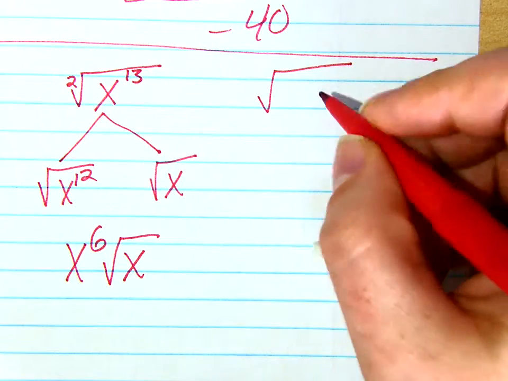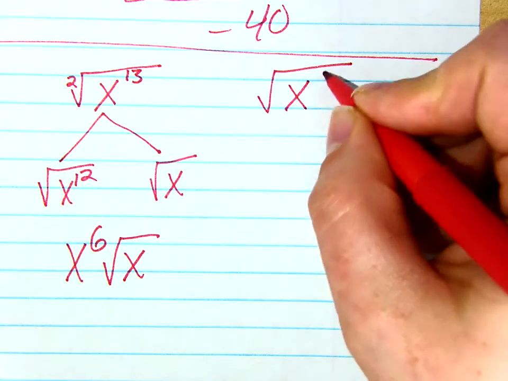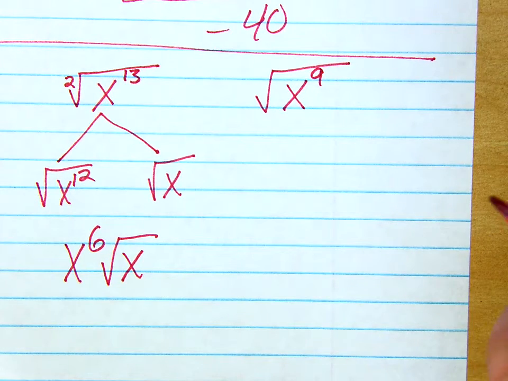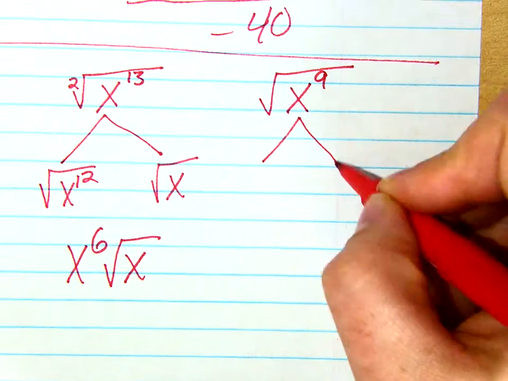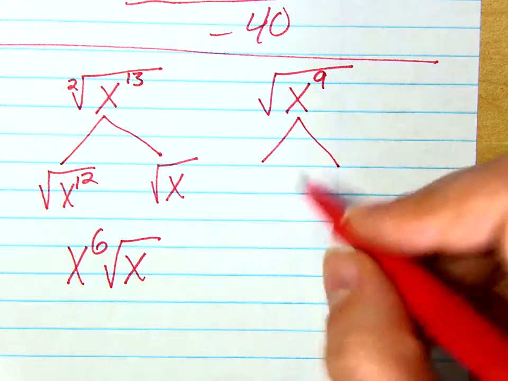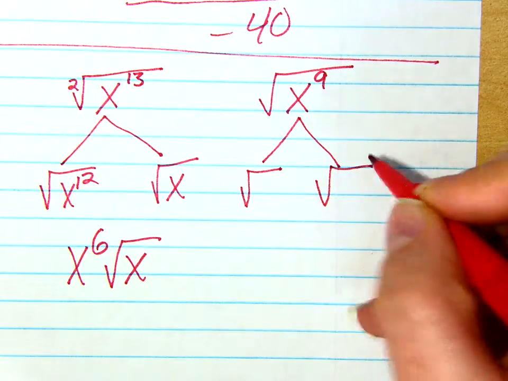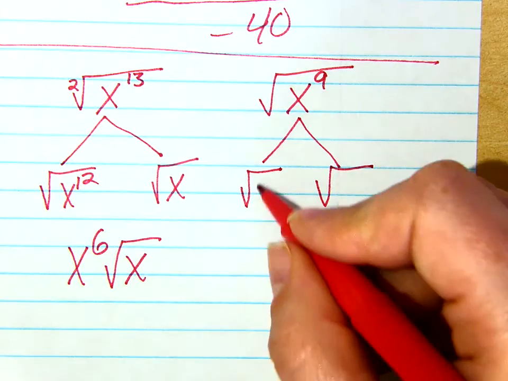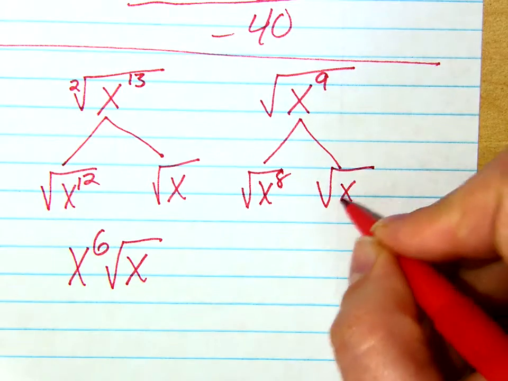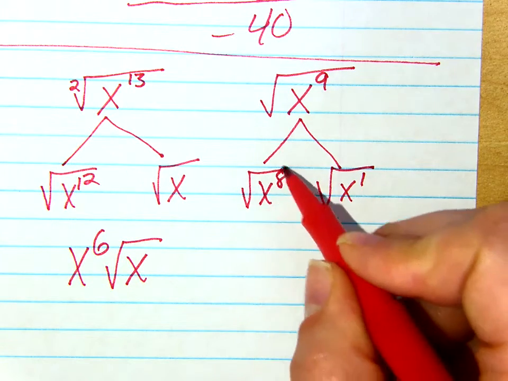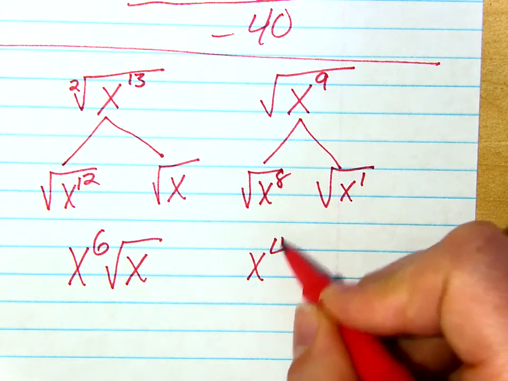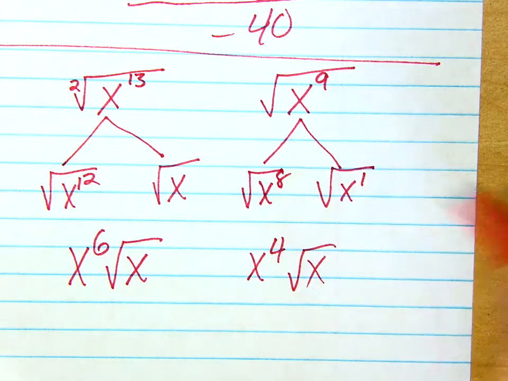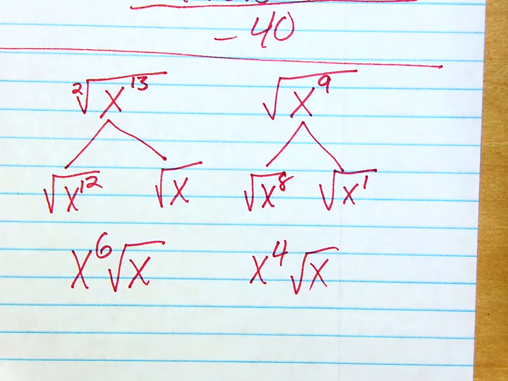So let's say I wanted to take the square root of x to the 9th. Well, 9's not even. So I split it up into the square root of x to the what and x to the what? X to the 8th and x to the 1st. What is the square root of x to the 8th? X to the 4th. And then that, you just leave it as it is. Does that make sense? Yep, Jared.